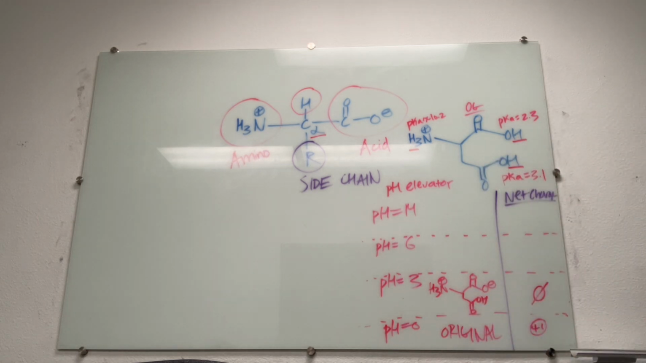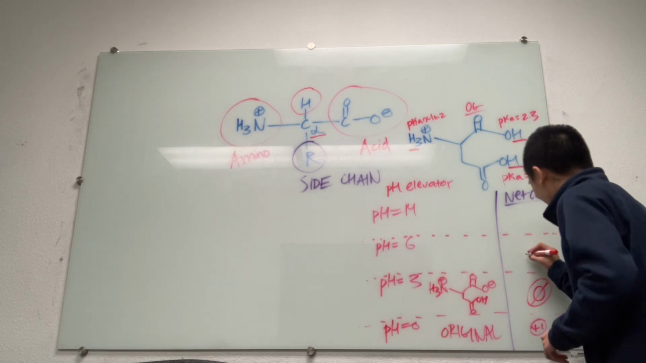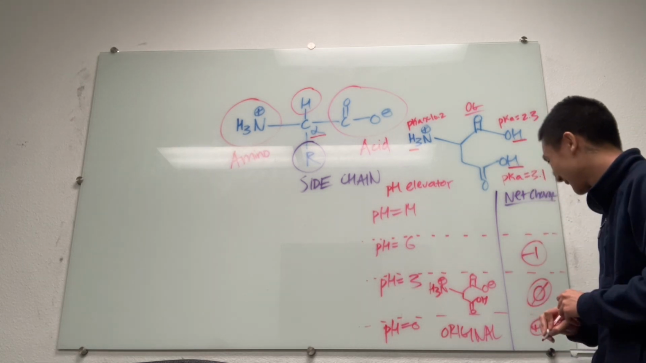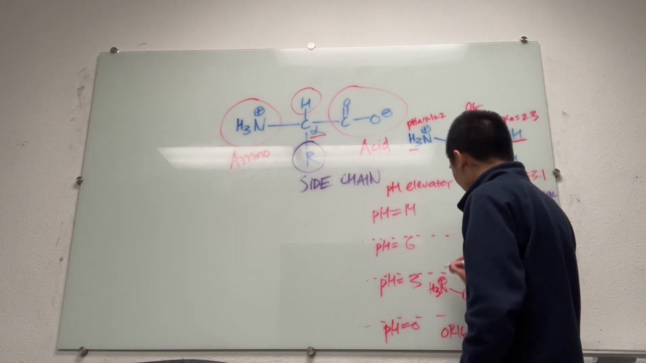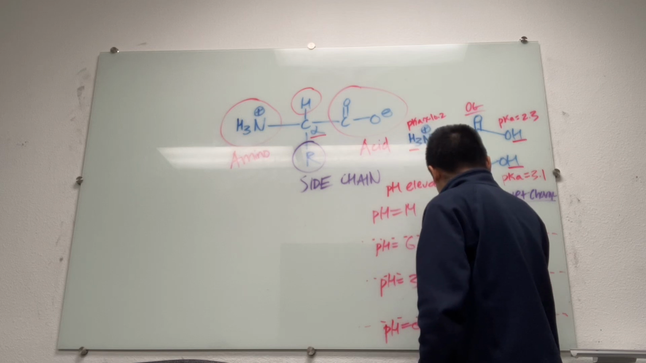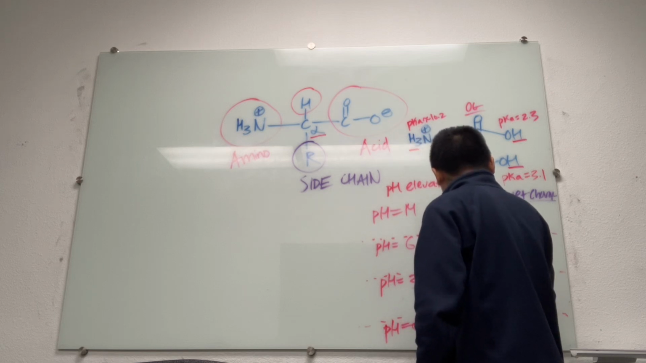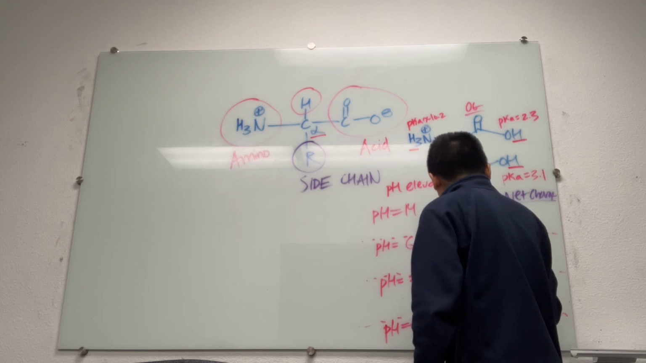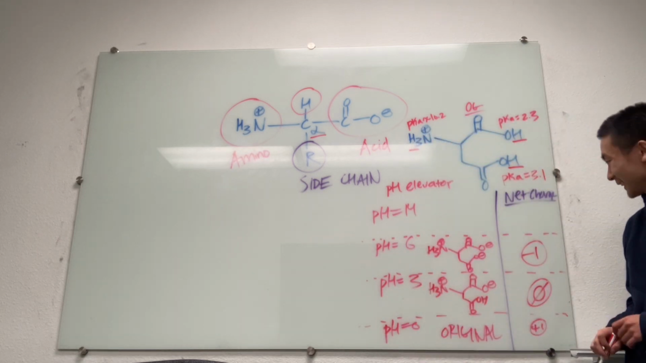Okay, pH of 6. Do you have a guess for that? I got a -1 charge. Yes, negative 1. Both the carboxyl group and now the R group have been deprotonated. Right, because now both the carboxyl group and R group are more acidic than the environment, so they get deprotonated as an acid.